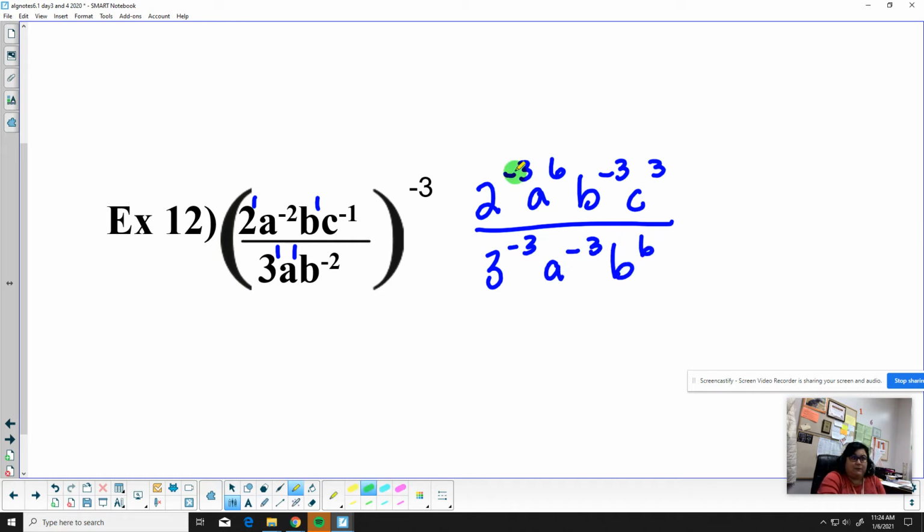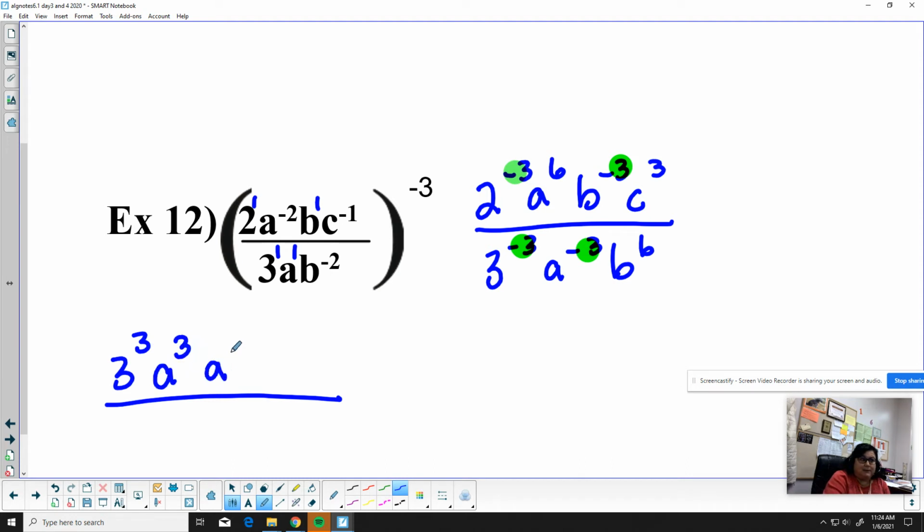So I've got some unhappies here. This one is, this one is, this one is, this one is. So I'm going to move everything around, make everything happy first. So 3 to the third's coming up top, a to the third's coming up top, a to the sixth stayed, c to the third stayed. Okay, so I took care of that one, that one, that one, and that one. Okay, so on the bottom, I'm putting 2 to the third, b to the third, and b to the sixth stay. So I think I got them all.